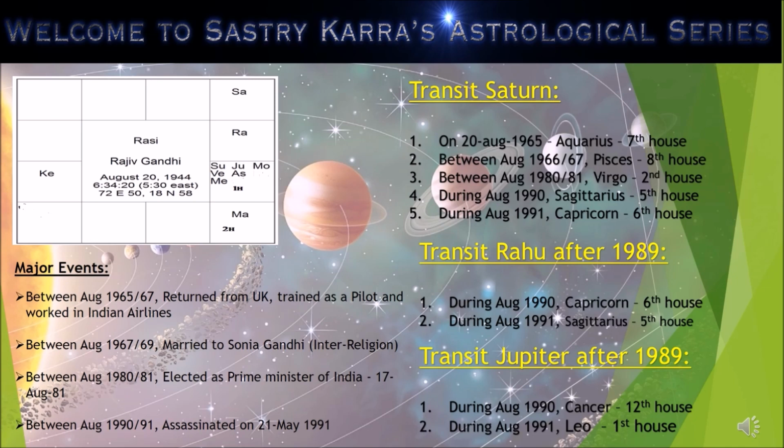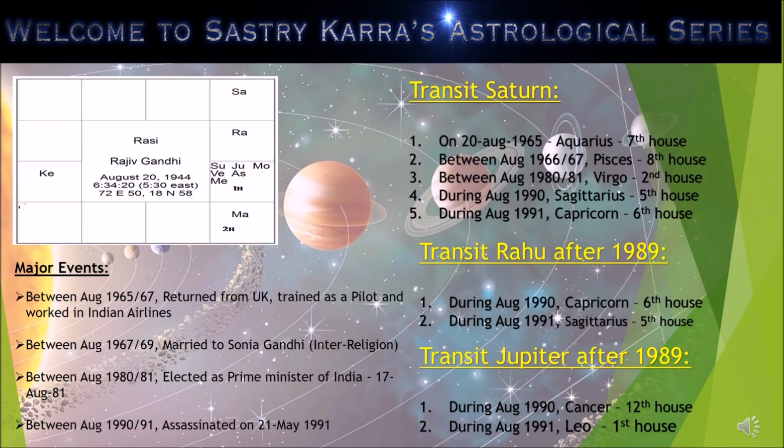The next one is the assassination. This is very bad. If you look at the assassination during August 1990, Saturn was in the 5th house, having a direct aspect with natal Saturn. Transit Saturn is in the 5th house, having a direct aspect with natal Saturn. And also the third aspect is on the 7th house. 7th house is Marakasthanamu, the house that it owns.